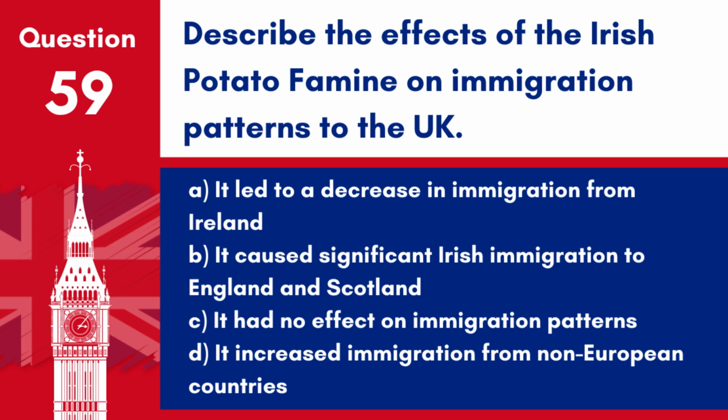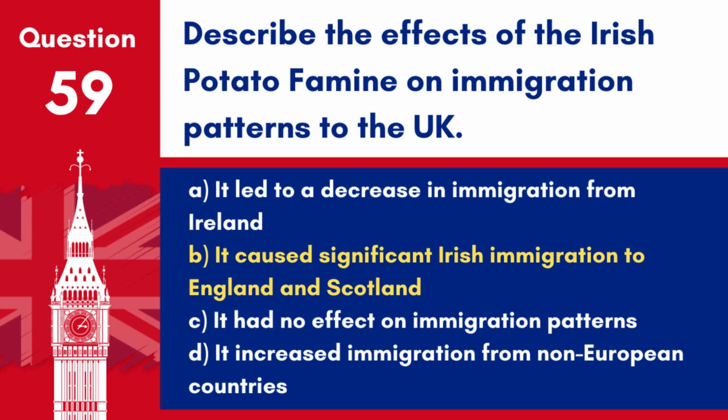Question 59. Describe the effects of the Irish potato famine on immigration patterns to the UK. A. It led to a decrease in immigration from Ireland. B. It caused significant Irish immigration to England and Scotland. C. It had no effect on immigration patterns. D. It increased immigration from non-European countries.